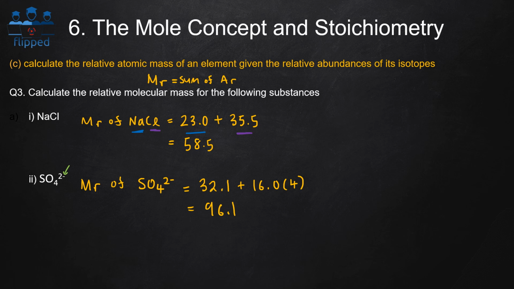You will get the answer of 96.1. S, sulfur, is 32.1 in the periodic table. O is oxygen, which is 16. But there are 4 of them here, so I have to multiply by 4, and it will give me a number of 96.1. And so this will be all for a recap on relative atomic mass and relative molecular mass. Hopefully it helps you.